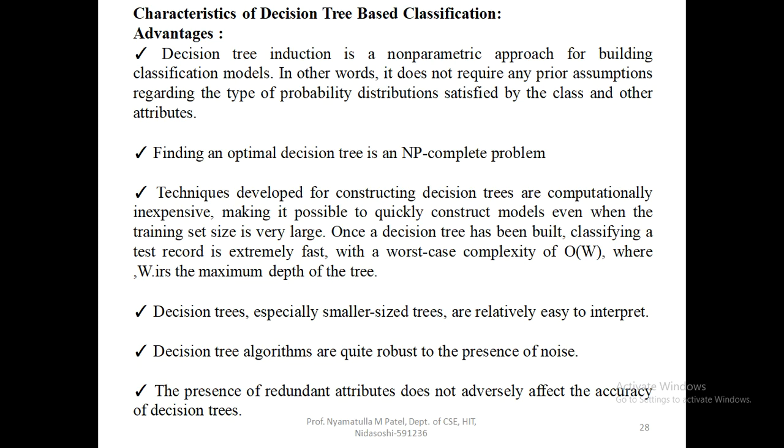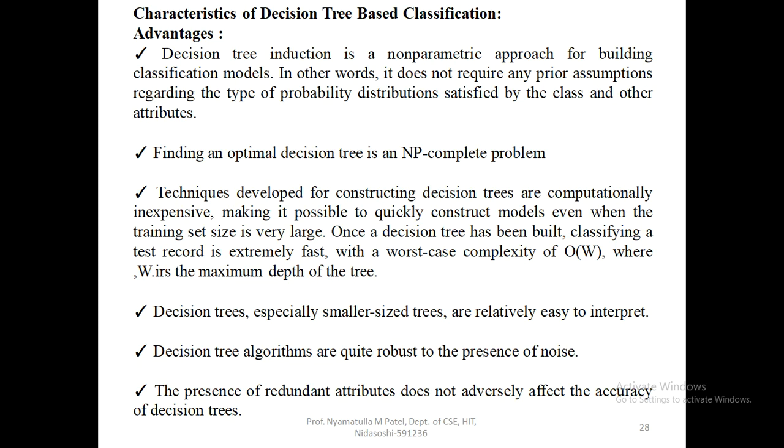Then, the techniques developed for constructing decision trees are computationally inexpensive, making it possible to quickly construct models even when the training set size is very large. Once a decision tree has been built, classifying a test record is extremely fast.